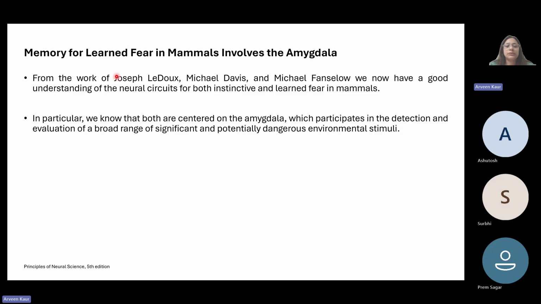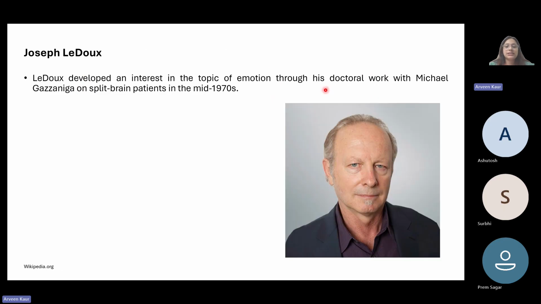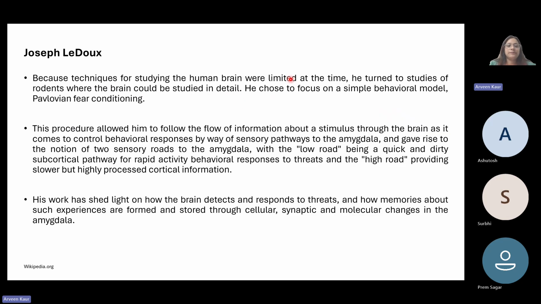So we can look at the overall individual works of these three scientists who are relatively very young scientists, right? Joseph LeDoux developed an interest in the topic of emotion through his doctoral work with Michael Gazzaniga on split brain patients in the mid 1970s, right? So that was when he did his PhD. Because techniques for studying the human brain were limited at that time, he turned to studies of rodents where the brain could be studied in detail. He chose to focus on a simple behavioral model, Pavlovian fear conditioning, right?